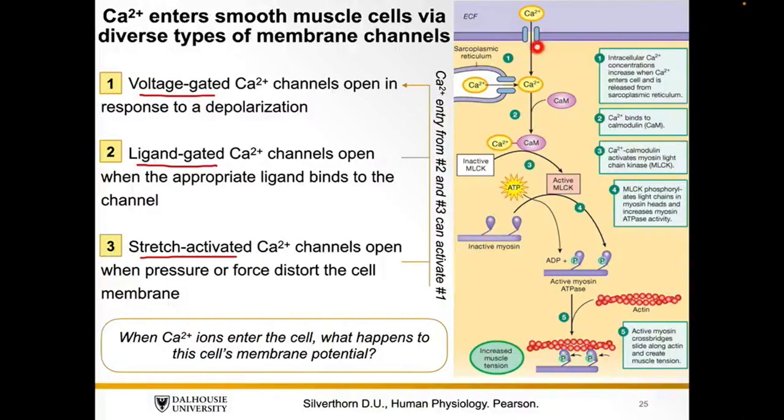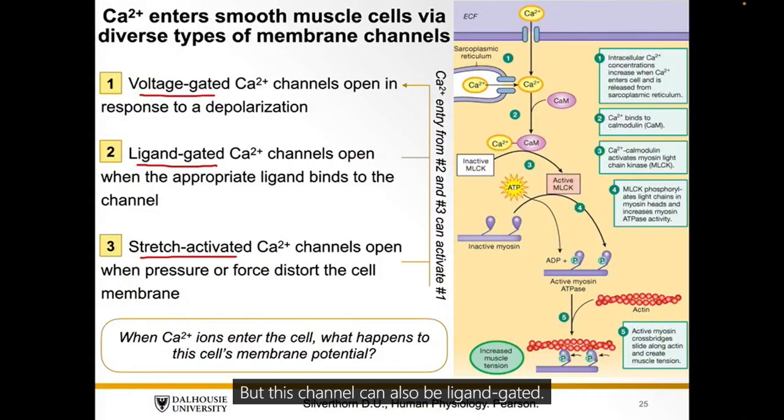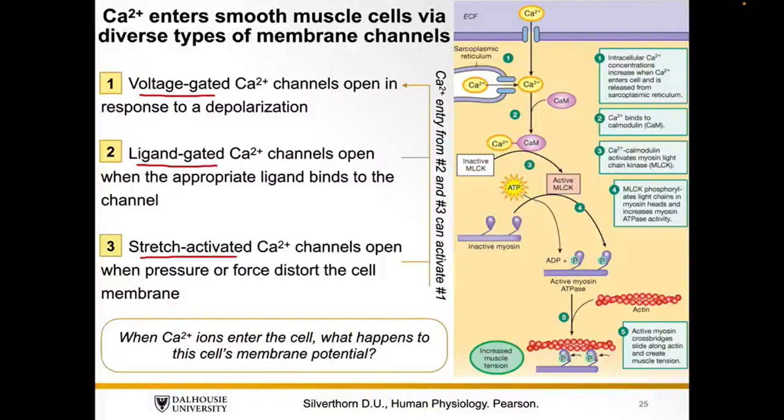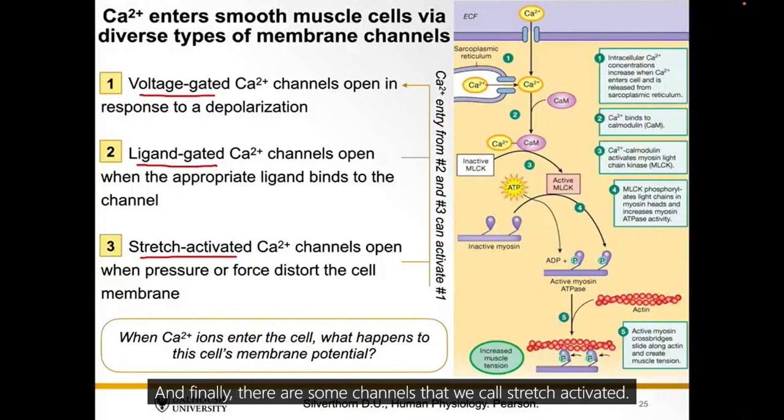So if this channel is a voltage-gated calcium channel, it will open in response to depolarization. But this channel can also be ligand-gated. And in this case, that channel will only open when the appropriate ligand or the appropriate chemical signal binds to the channel. And finally, there are some channels that we call stretch activated. And those channels open when pressure or force distort the cell membrane.